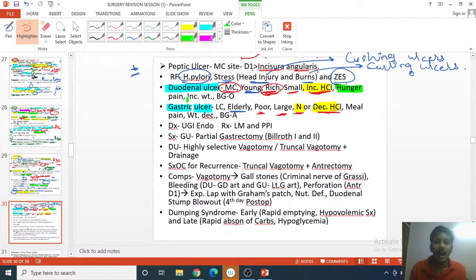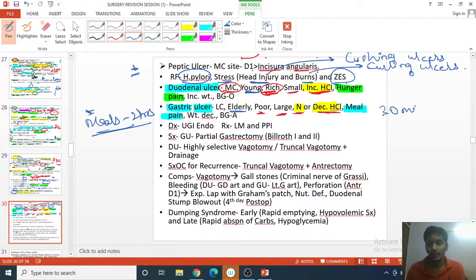Duodenal ulcer में there is hunger pain. What is hunger pain? खाने के 2 घंटे बाद. Okay, after meals, after 2 hours pain starts in cases of duodenal ulcers. Whereas in gastric ulcer, pain is known as meal pain. Meal pain का मतलब the pain starts within 30 minutes of meals. So अगर खाना खाने के 2 घंटे बाद पेन है, then that is suggestive of duodenal ulcer. अगर खाना खाने के आधे घंटे में पेन हो रहा है, then that is suggestive of gastric ulcers. Please remember.